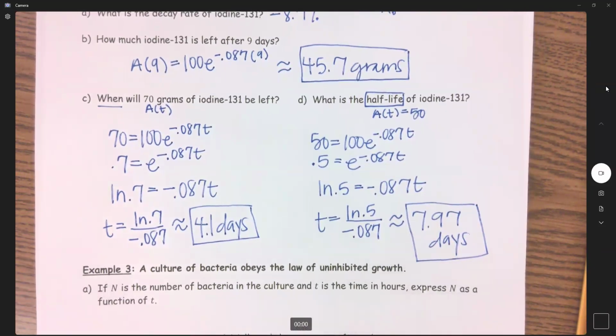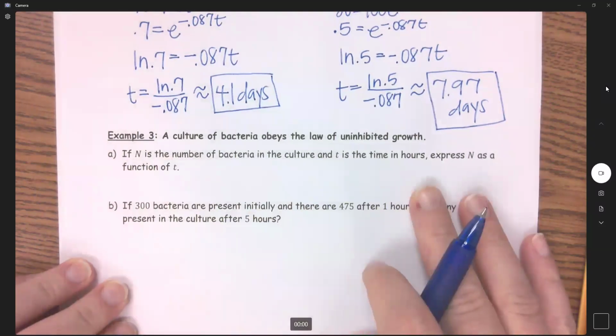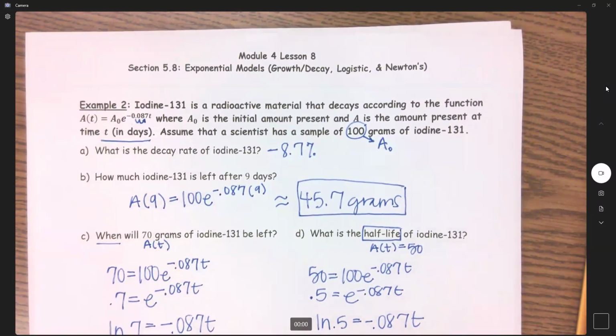Before you go on to example 3, make sure you know how to do examples 1 and 2, because once we get to example 3, I don't have a formula anymore. I'm going to have to make this formula from the information that they give me. So make sure you know 1 and 2 so that you can move on pretty easily to example 3 and beyond.